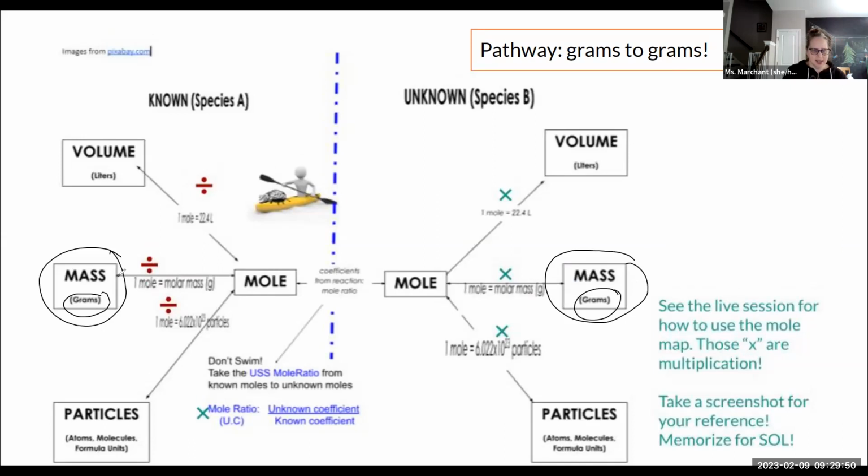I need to stay on the roadway. So I'm going to go from mass to moles. That's moles of the known because he's on the left side. And then I'm going to go from moles of the known to moles of the unknown. Moles of the unknown because he's on the right side. He has to be the unknown. And then moles of the unknown to the mass. So I have three arrows. So I'm going to have 3 unit conversions.